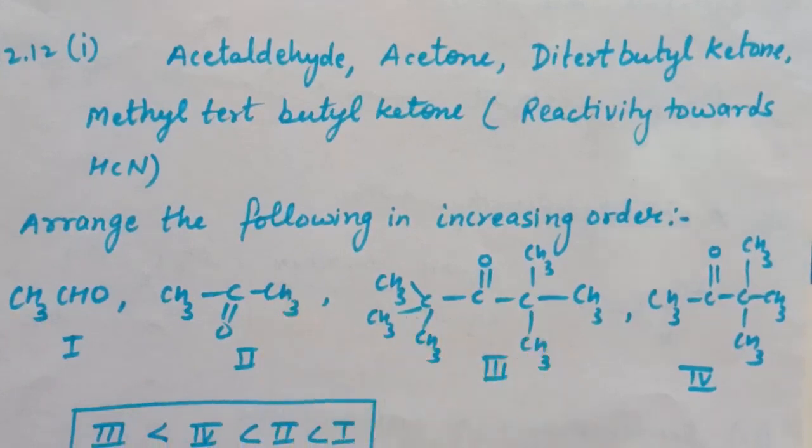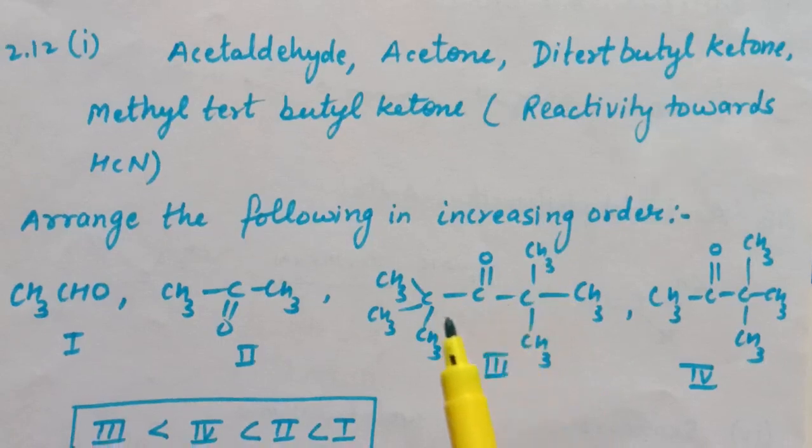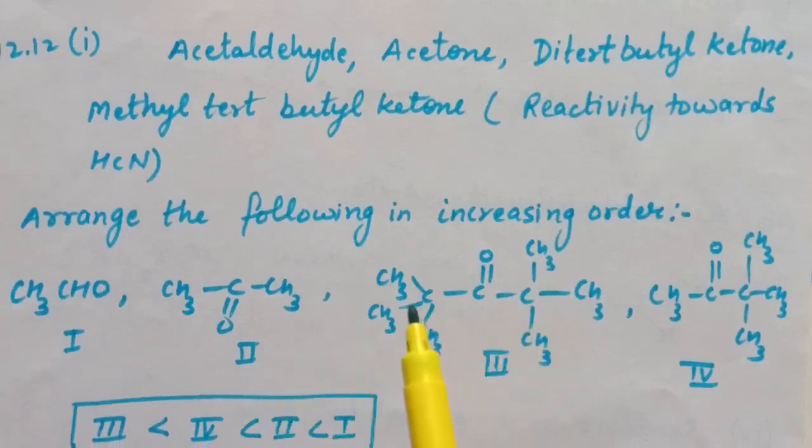Among these three ketones, the second ketone, that is acetone, is the least hindered. After that, the fourth compound, methyl tertiary butyl ketone, and di-tertiary butyl ketone is the most hindered ketone. Reactivity towards nucleophilic addition reaction decreases on increasing the steric hindrance, or you can say that as crowding increases, reactivity decreases. So the least reactive is di-tertiary butyl ketone, that is the third compound, then methyl tertiary butyl ketone, then acetone, and the most reactive is acetaldehyde.